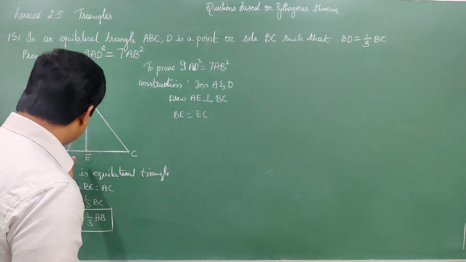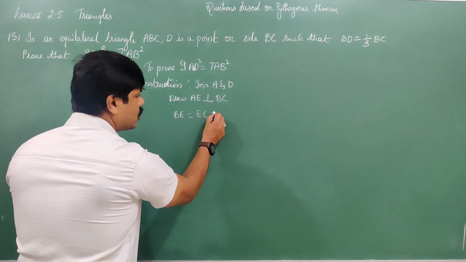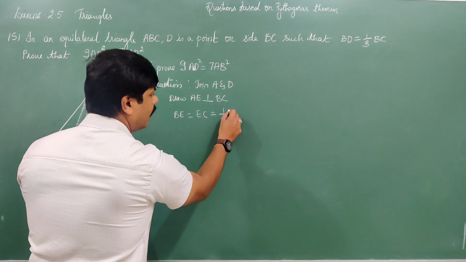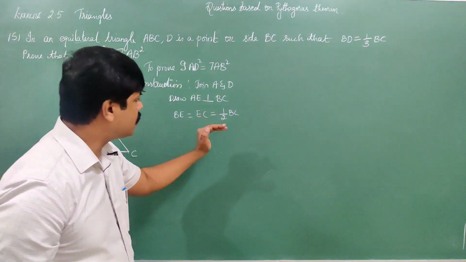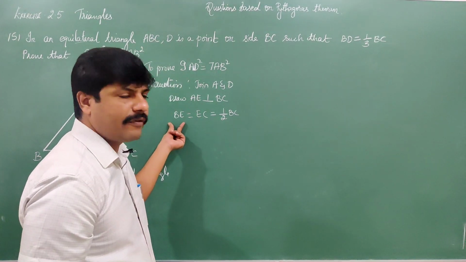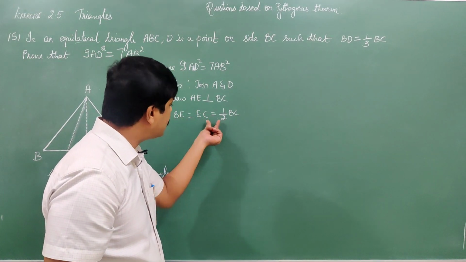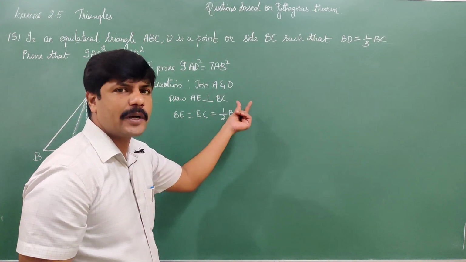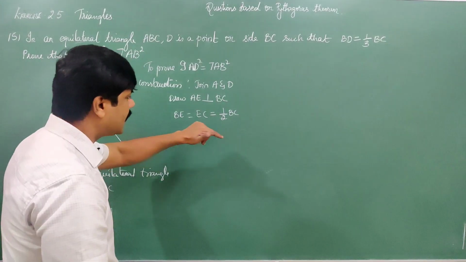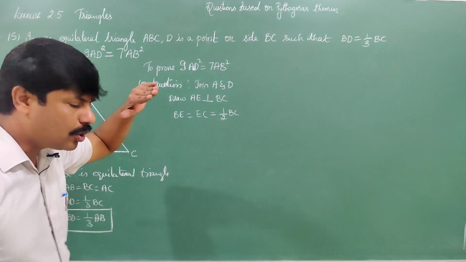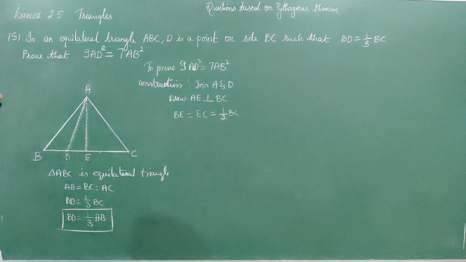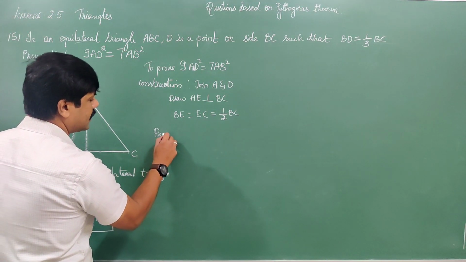BE is equal to EC, both are equal to half BC. This BE with respect to BC is half BC. EC with respect to BC is half BC. This condition is derived. Okay, this is very, very important. This also you must remember. Now with the proof we'll see what all the things there are.